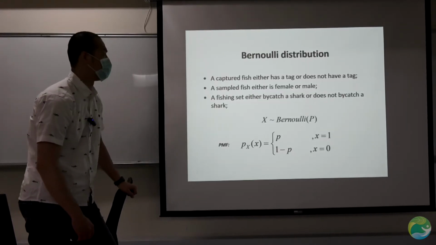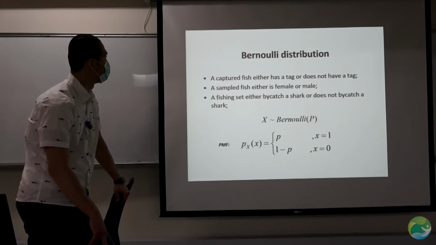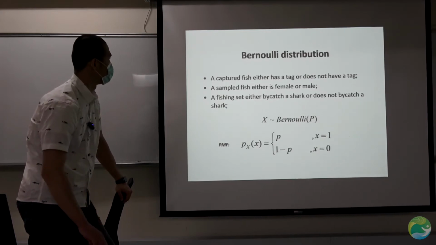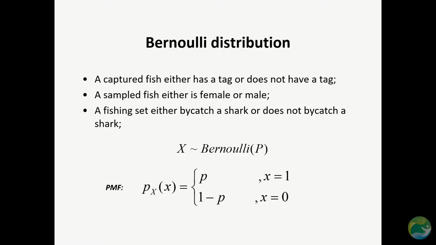Talking about the discrete random variable and the PMF, I'm going to introduce an important distribution called the Bernoulli distribution. In the Bernoulli distribution, here are some examples. For example, a captured fish either has a tag or doesn't have a tag. A sampled fish either is female or male in general, okay? A fishing set either bycatches a shark or doesn't bycatch a shark, okay?